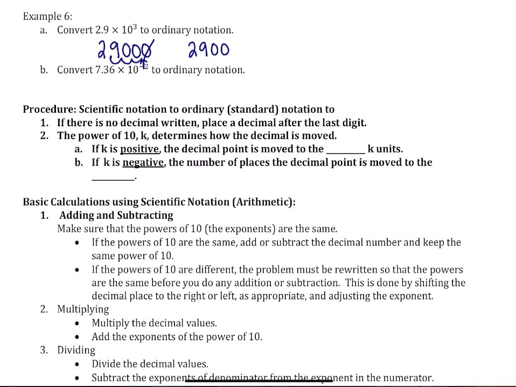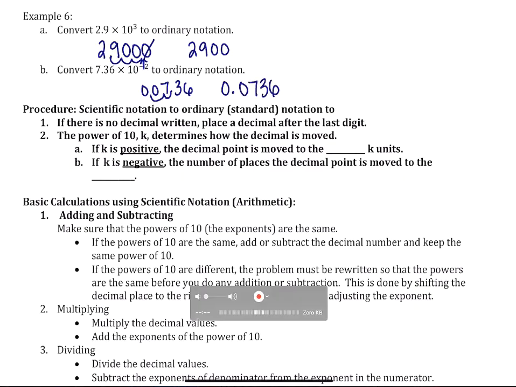For part B, we have 7.36, and this time it's to the negative 2. So again, we're doing backwards, and so I'm going to go ahead and put 2 zeros in front. And now for that negative 2, that tells me I'm going to go 2 decimal places to the left. So my answer is 0.0736. Now you don't have to do the bumps like I do, but I find that this is an easy way to keep up with what's happening.